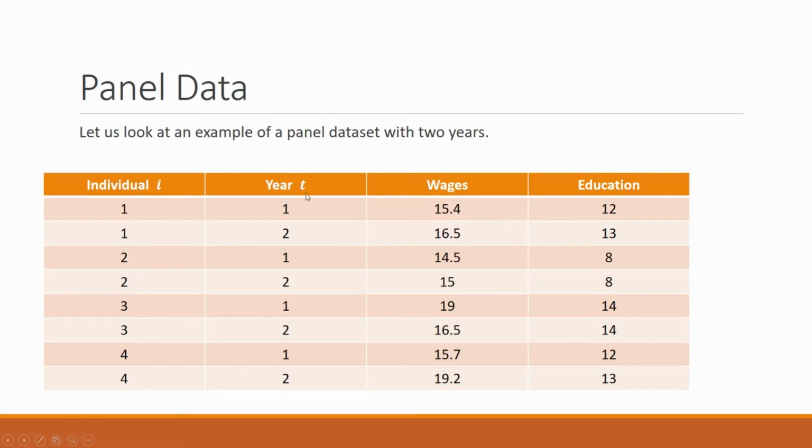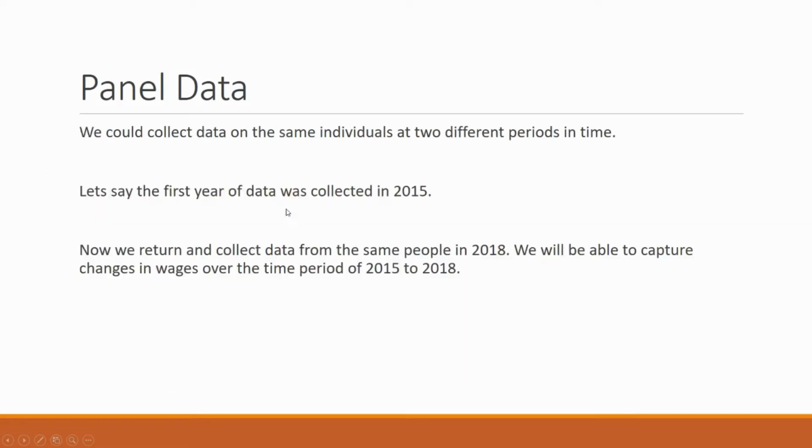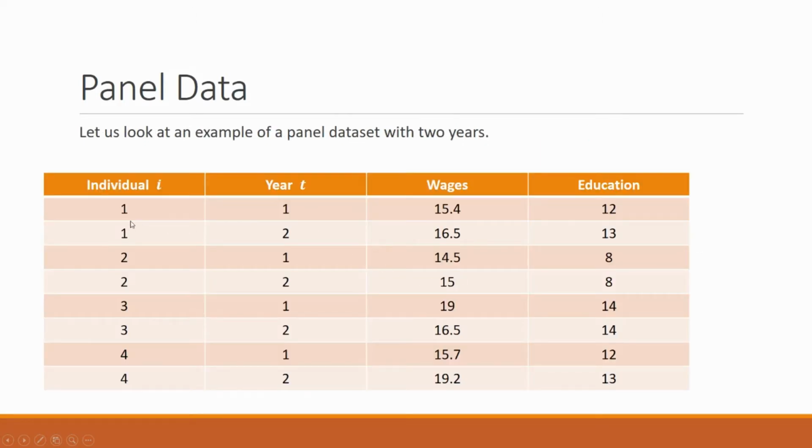Now also notice that we are adding an additional variable. In this case, the year. This indicates the year in which the data is collected. So there's year 1 and year 2. In this specific example, year 1 is 2015, year 2 is 2018. But you can see here that we have person 1, we observe them in 2015, or year 1. Here's their wages and their education level in 2015. And then here's person 1 again in year 2.